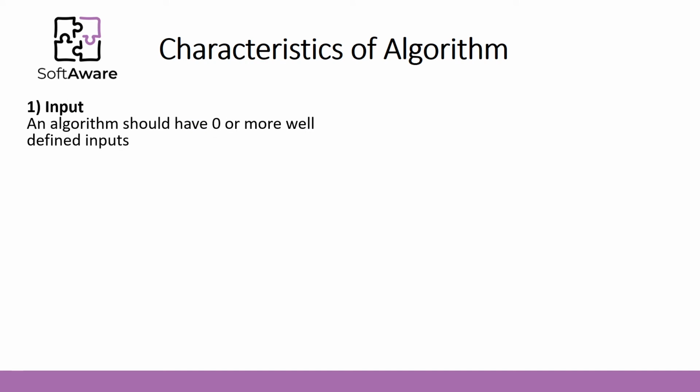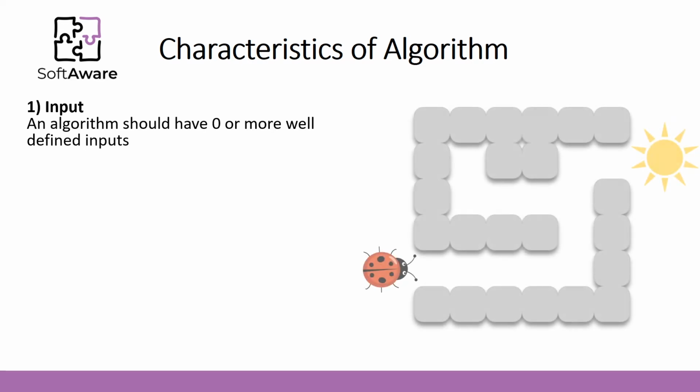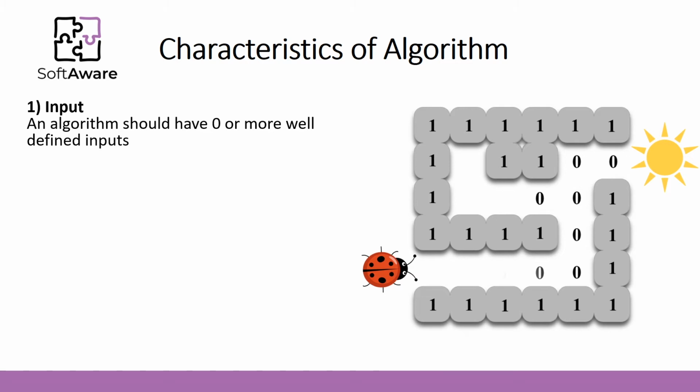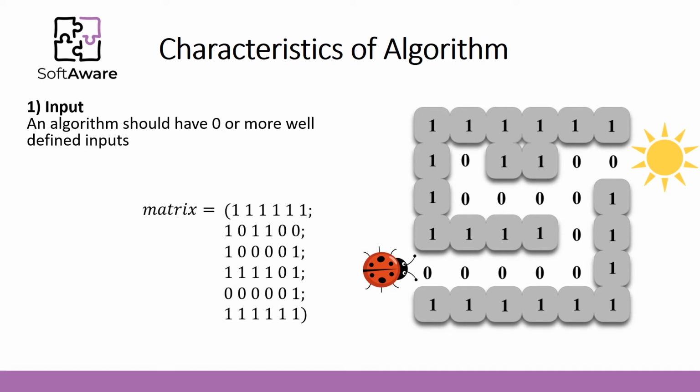In every algorithm, a range of inputs should be specified. It may contain 0 inputs, but that should be declared in advance. Let's go back to our ladybug and the maze. What inputs could be defined here? You can split the maze in blocks and express these blocks as ones if it is wall, or zeros if it is a possible path for your ladybug. Then the input for the algorithm is a matrix of zeros and ones.